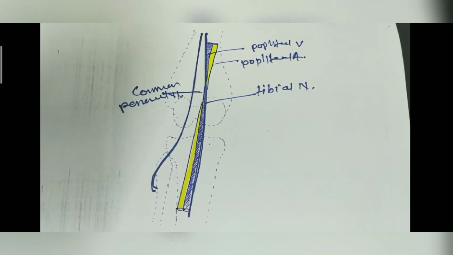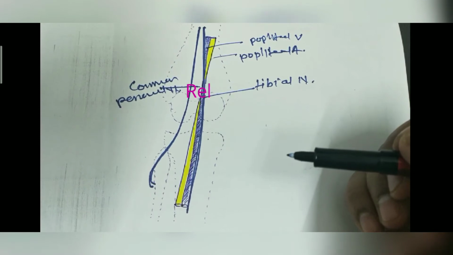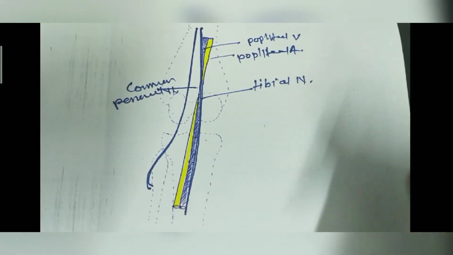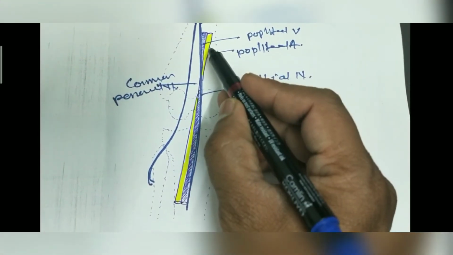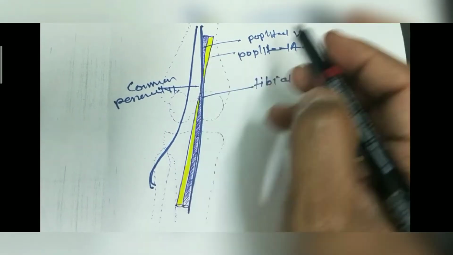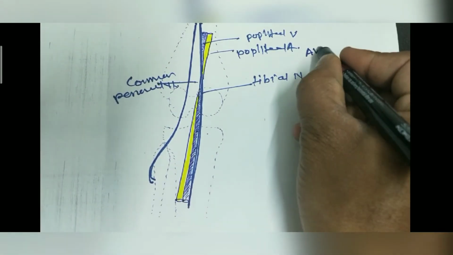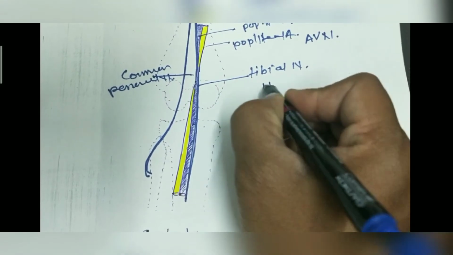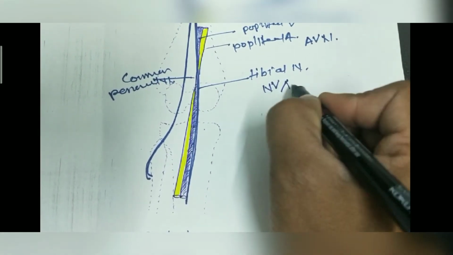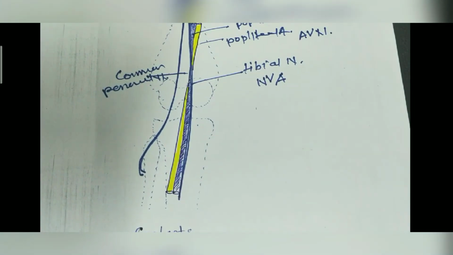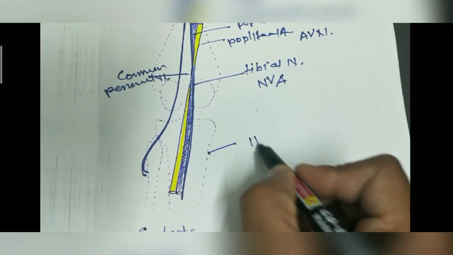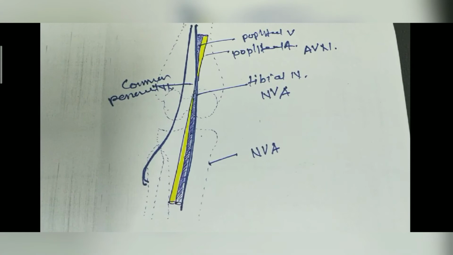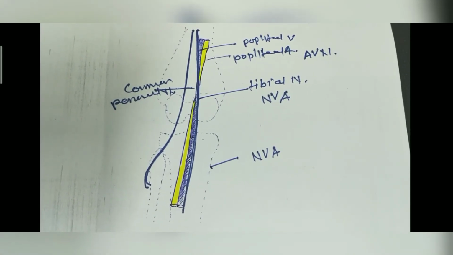Now the arrangement of the artery, vein and nerve in the popliteal fossa. In the upper part, the order is artery, vein, then nerve. In the middle part, it is nerve, then vein and artery. In the lower part, again the same: nerve, vein and artery. These are the relations of nerve, vein and artery in the popliteal fossa.